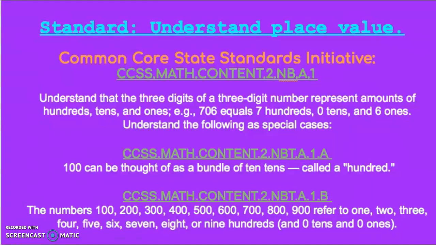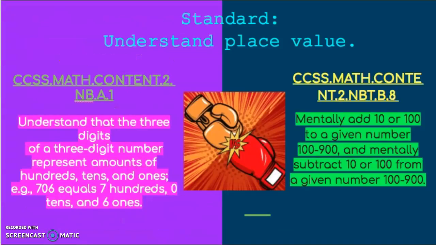Within this standard, there are two following cases for students to also understand, which is that 100 can be thought of as a bundle of ten tens called a hundred, and the numbers written as 100, 200, 300, 400, 500, 600, 700, 800, 900 refer to 1, 2, 3, 4, 5, 6, 7, 8, or 9 hundreds, and 0 tens and 0 ones. On the left is the standard I'm covering, which is understanding place value. On the right is the standard of learning number operations in base 10.